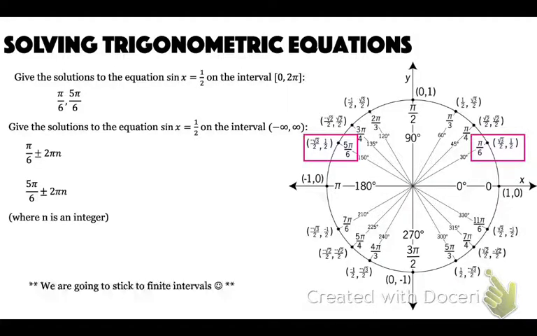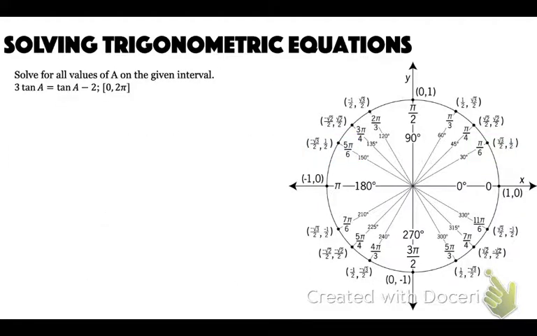All right. So we're going to stick to finite intervals, though. We're not going to mess with infinity. If I have 3 tangent of a equals tangent of a minus 2, and I want to solve for a, I want to get tangent of a by itself. So I subtract that tangent of a to the left to get 2 tangent of a equals negative 2. Then I divide by 2, and I get tangent of a equals negative 1.